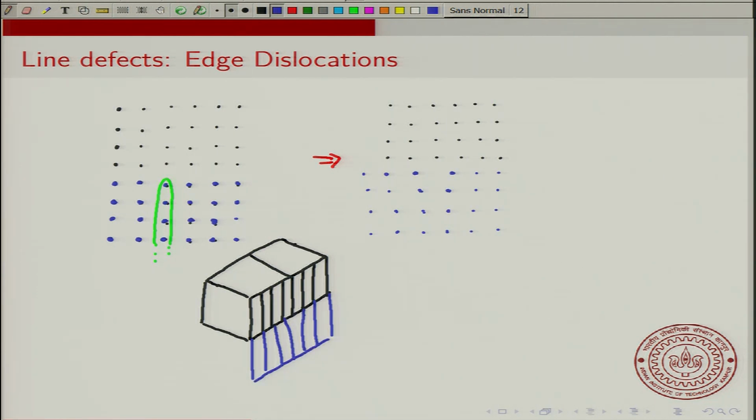Okay. So you can see that this black plane of atoms extends only up to here. In this side it is removed, and all the other planes extend all the way. Okay, and now that extra plane, I'll show it here. Okay, and this is actually quite relevant to the crystal. Okay, so this emphasizes that there is an extra plane of atoms that is due to this edge dislocation.